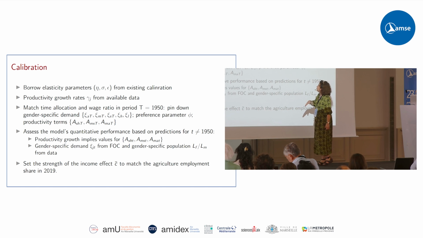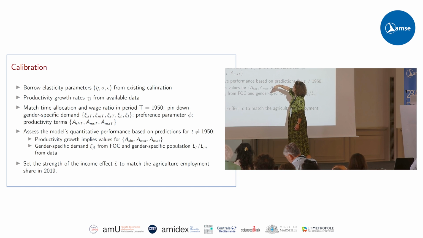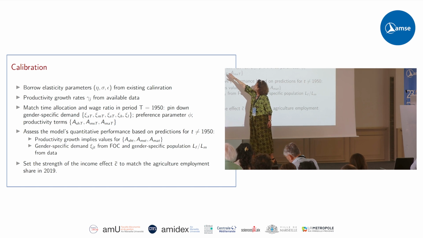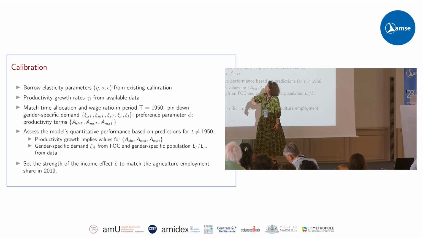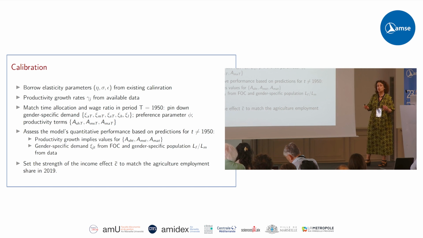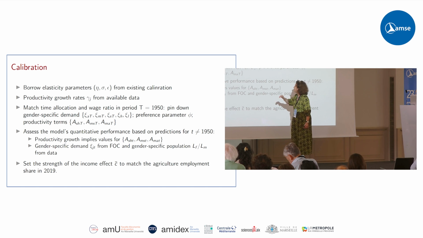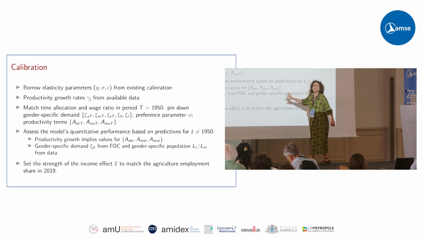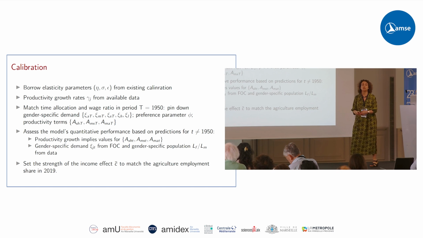And in the calibration, what we do, we match exactly the allocation in the middle, well, towards the later part of the sample period. So we match exactly the allocation in 1950, and this is done to match the values of these gender intensities in 1950 and the levels of productivity in 1950. And then we assess the performance of the model quantitatively by looking at predictions before and after 1950. So before and after 1950, productivity growth implies different values for this productivity level. The changes in gender-specific demand imply different values of those ψ parameters. So what is the model doing before and after 1950?